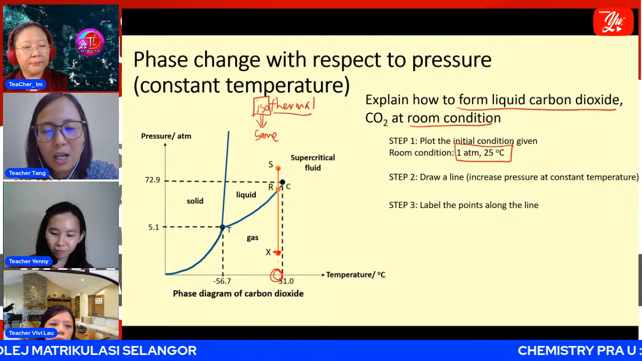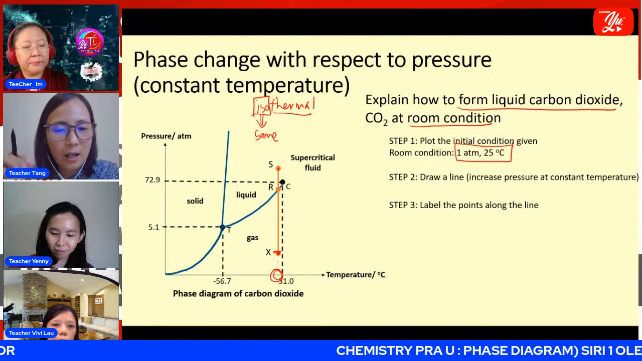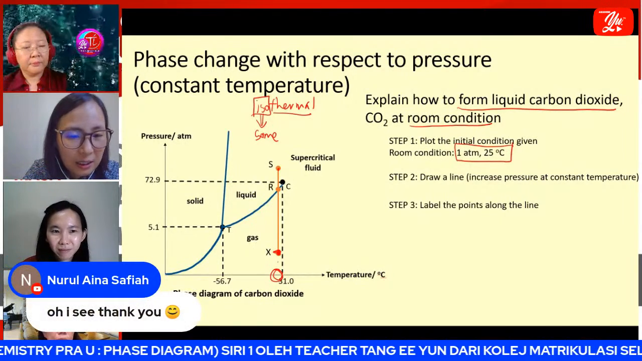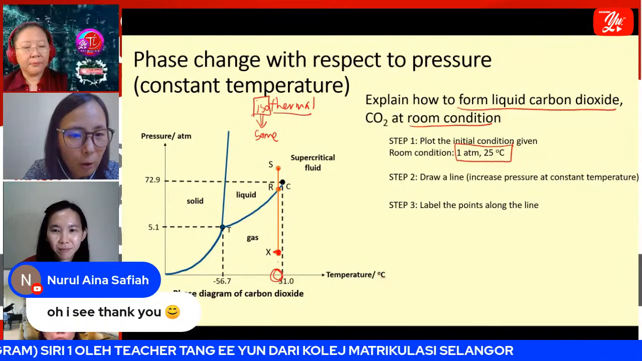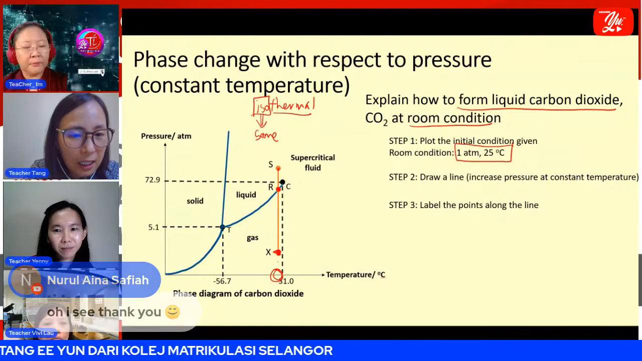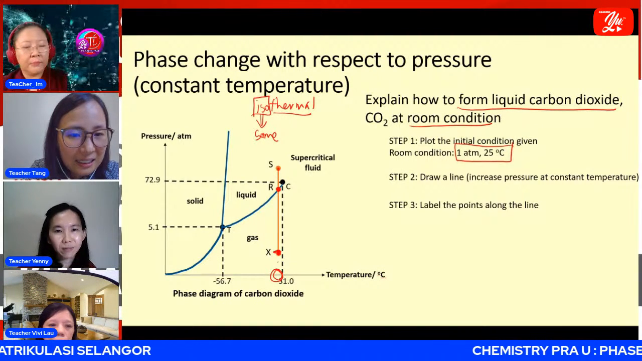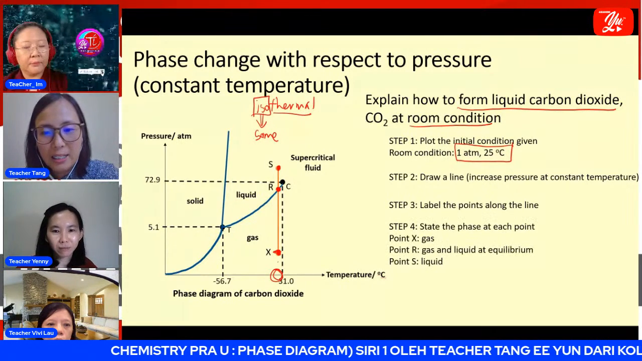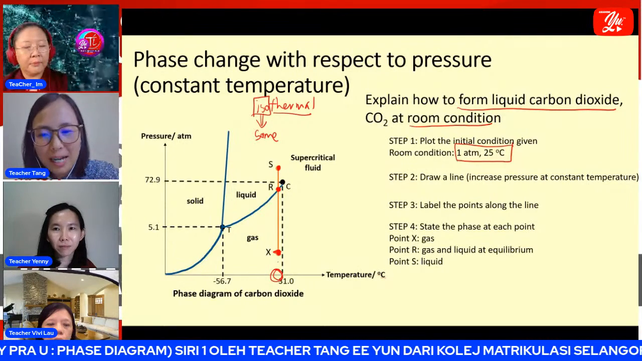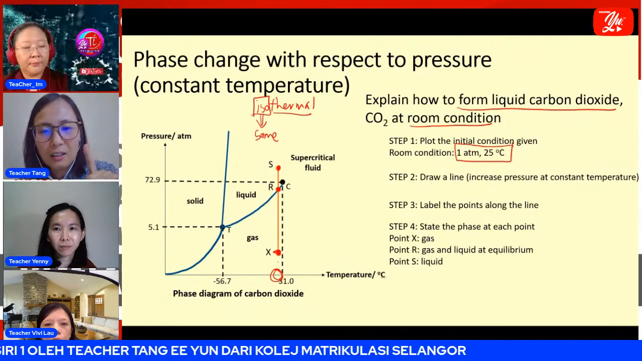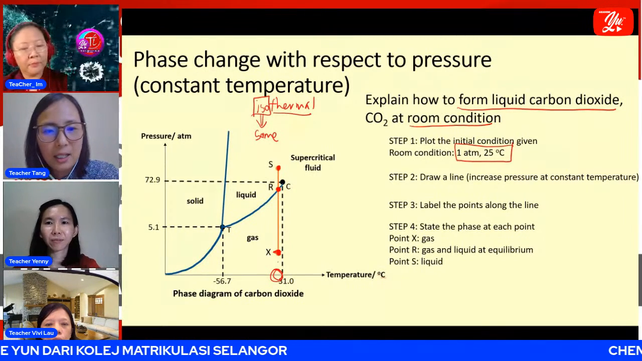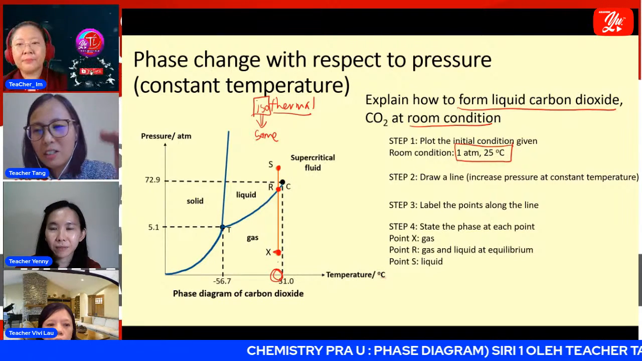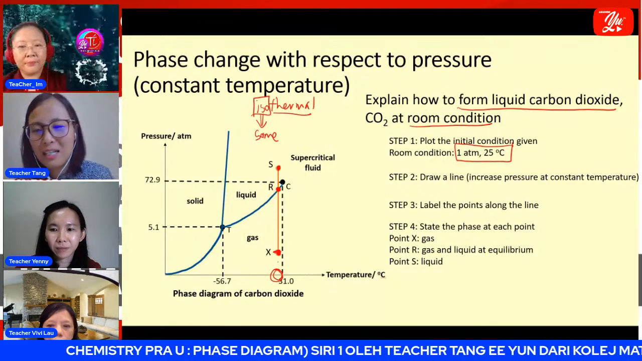In step number 3, you need to label the points along the line. Which points do you need to label? It's point X, because this is the gaseous phase, point R, because this is liquid and gas at equilibrium, and S is the liquid phase. So there are 3 points you need to label along the line. In step number 4, for each point you need to state the phase. Point X is gas, R is gas and liquid at equilibrium, and S is the liquid phase. After you have all the points, then you can write them in essay form.